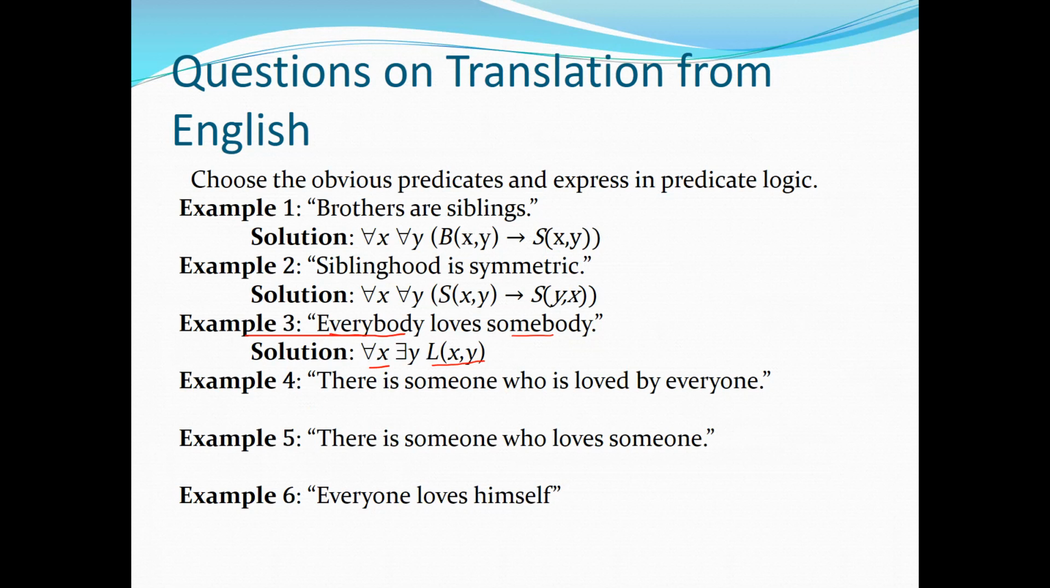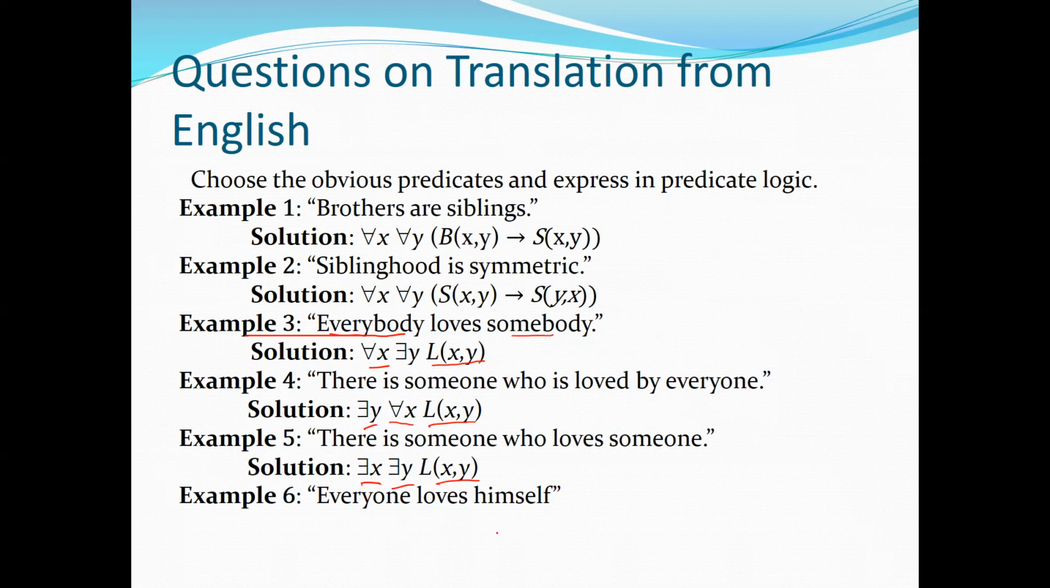There is someone who is loved by everyone. So there exists someone who is loved by all. There exists some y such that for all the x values, L of x comma y. We know from the previous table when it will become true. There is someone who loves someone. That means there exists some x, there exists some y, such that L of x comma y. When we talk about a single someone, we use the existential quantifier.